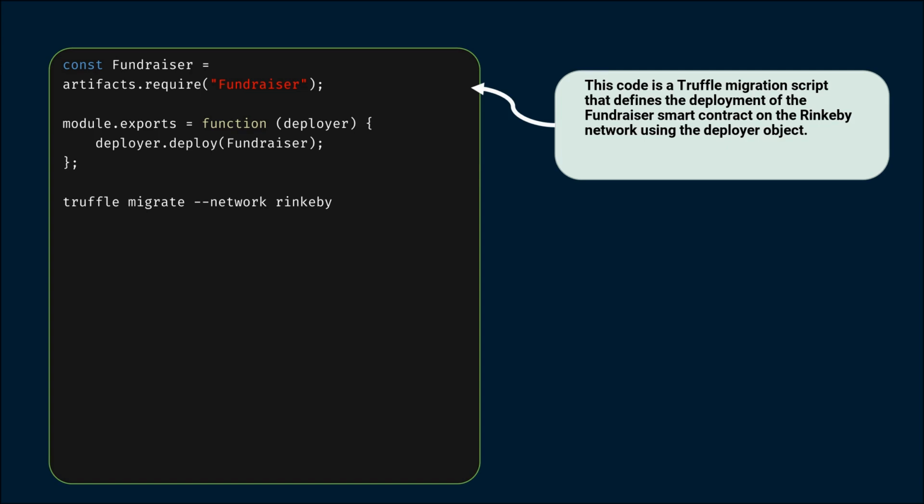After creating the migration script, we need to run the migration command in the terminal, specifying the network, in this case, Rinkeby. By doing so, we initiate the deployment process, where the smart contract is compiled, deployed, and any data is set up on the blockchain. Once completed, you can update your React application's contract address, ensuring your DApp is connected to the newly deployed instance, allowing users to start donating through the interface you've created.